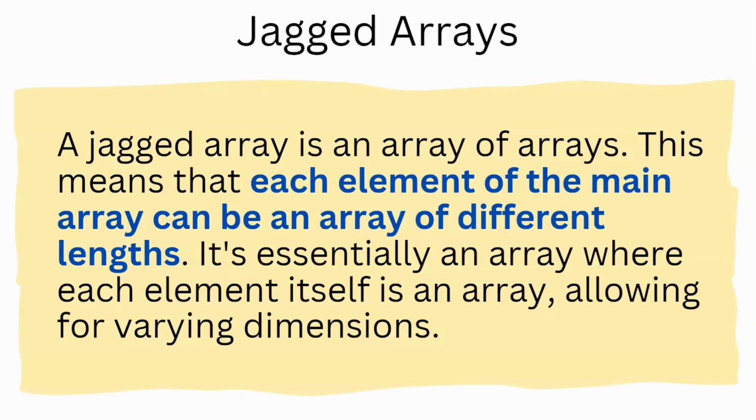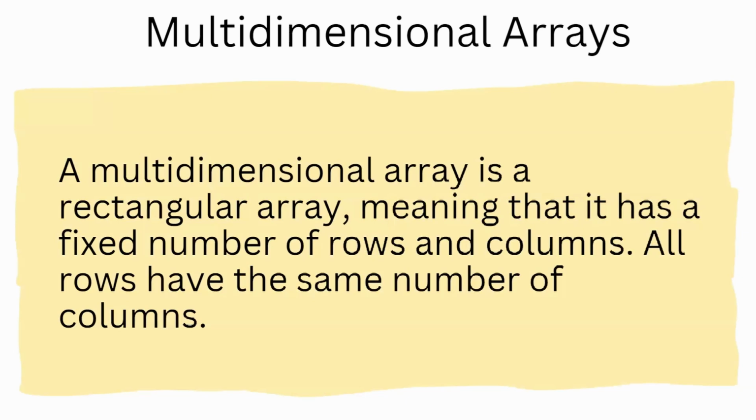So what are jagged arrays? A jagged array is an array of arrays, which means that each element of the main array can be an array of different lengths. On the other hand, the multi-dimensional arrays are rectangular arrays, which means that each multi-dimensional array has a fixed number of rows and columns.